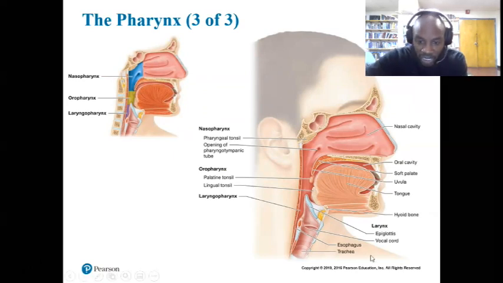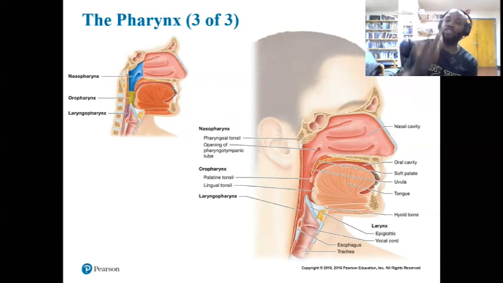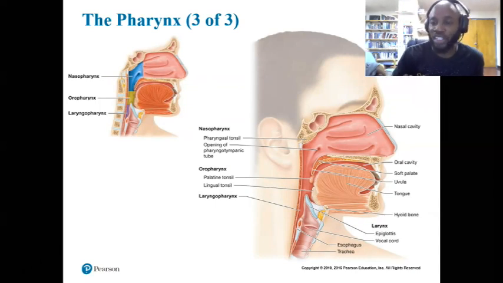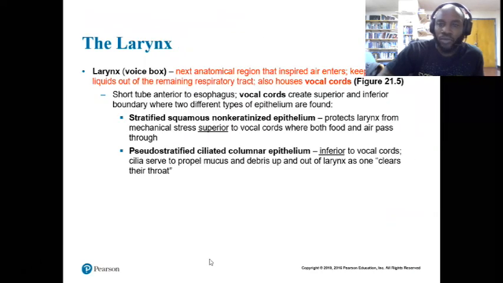that water got past my epiglottis and into my esophagus, I would have that sensation of wanting to cough it back up, using air to push it back out. That's what we would call going down the wrong pipe, so to speak. Okay, hopefully that makes sense.